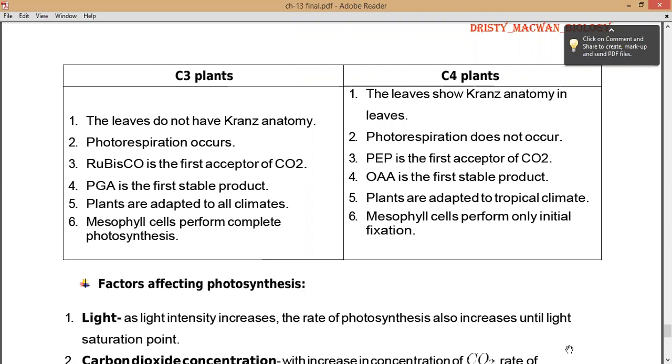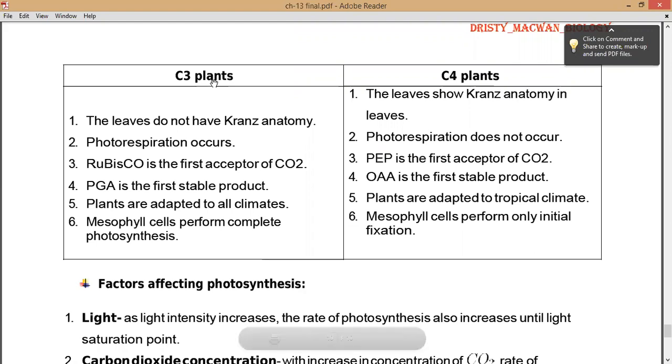But when we are talking about C4 plants, the mesophyll cells only do the initial fixation, right? Because there is also the presence of Kranz anatomy, and this means that the CO2 is passed with the help of the mesophyll cells. So from mesophyll cells, it first passes to the bundle sheath cells, and after that it goes into the Calvin cycle, right? So these are the differences observed in the C3 and C4 plants. This question can be asked for 2 marks also, right?